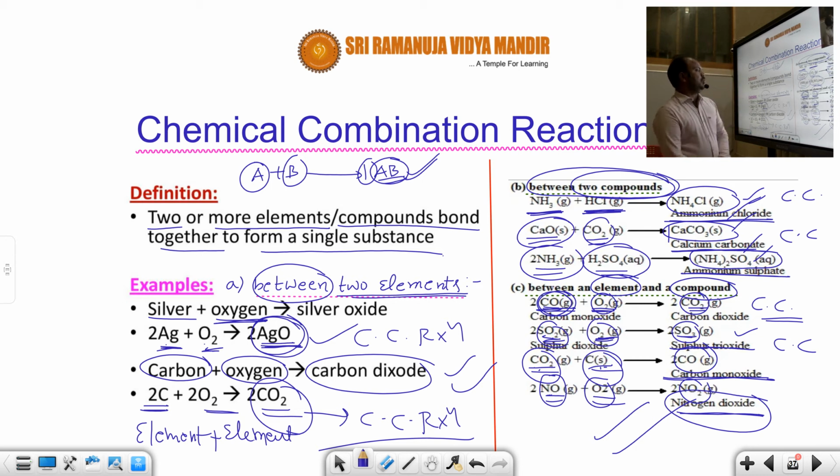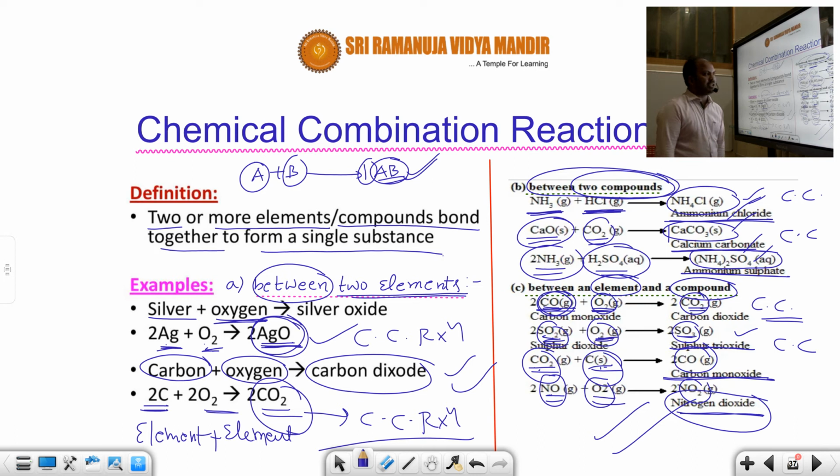Don't forget one thing. In the product side, how many new substances are formed? Only one new substance is formed in the product side of chemical combination reactions. Whether element combines, compound combines, or element and compound combine to form only one single substance in the product side, then we can understand that the given chemical equation is called which one?